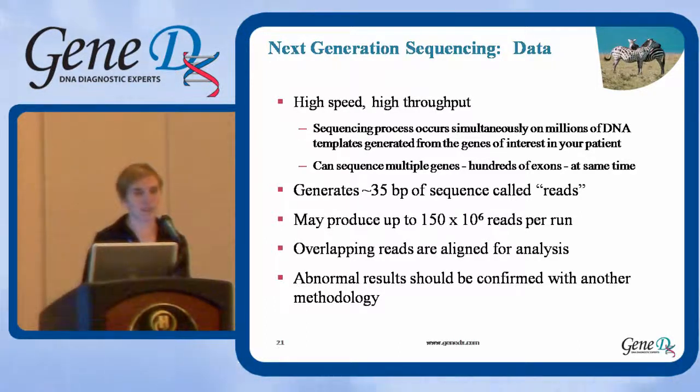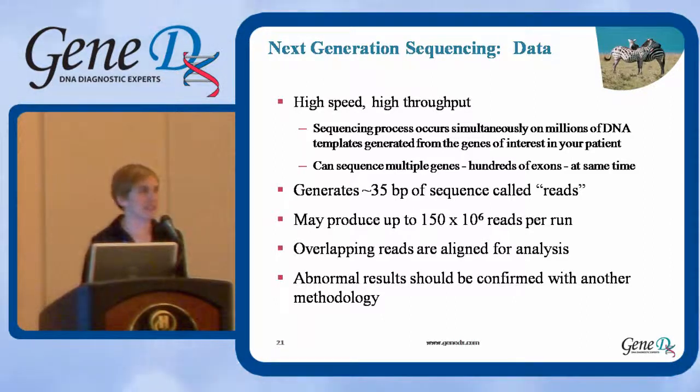So the sequencing process is basically occurring simultaneously on millions of different DNA templates generated from your genes of interest. And so you're able to sequence multiple genes, so essentially hundreds of exons at the same time. I'm going to show you an example of what the data looks like in just a minute, but basically it generates what are called reads, which are short amounts of sequence information. They often are about 35 base pairs long. You may produce up to 150 million reads with a single run.